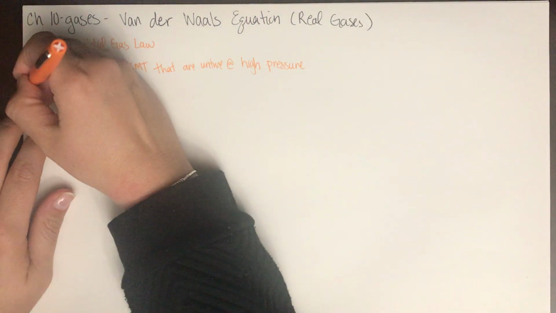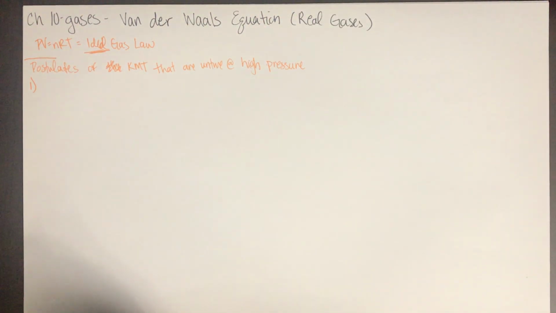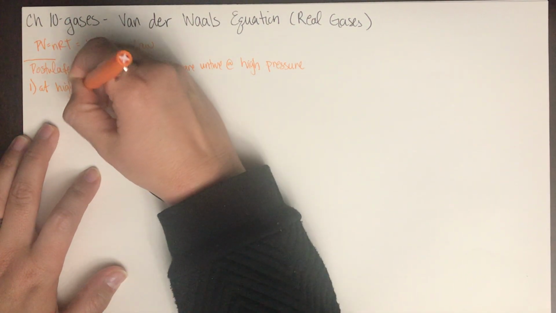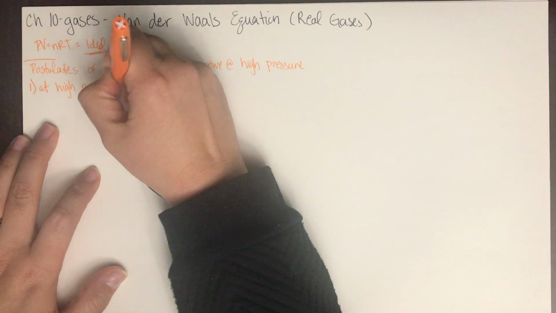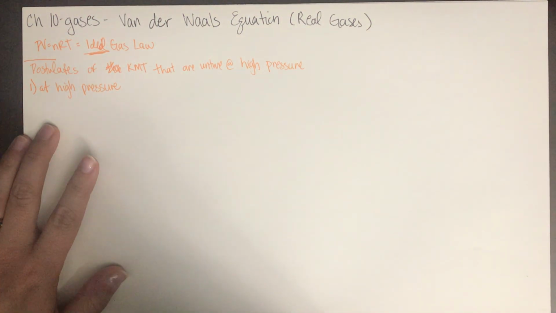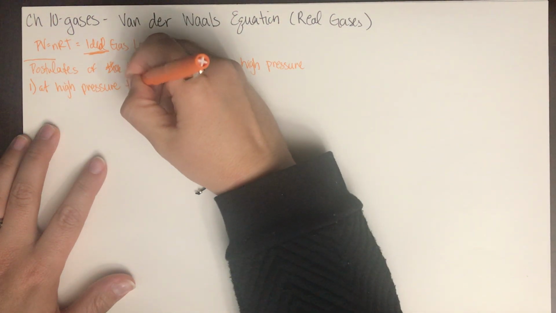The first is postulate number 1. Postulate number 1 says that gas molecules are so small that their size is negligible. Well, that's not exactly true, because at high pressure, the volume of the gas molecule, the size, is not negligible.